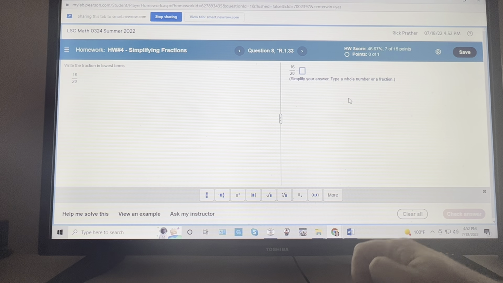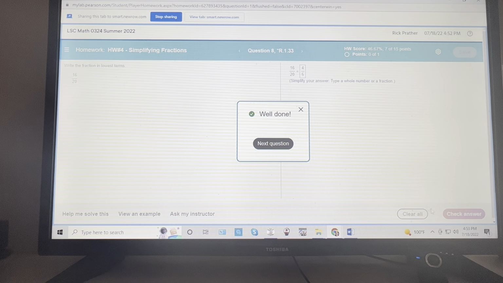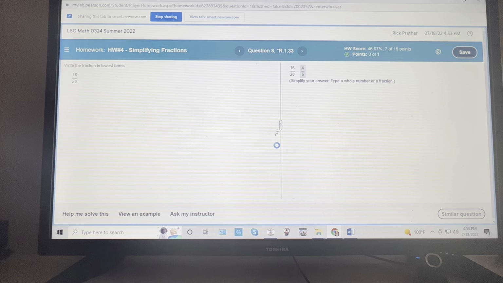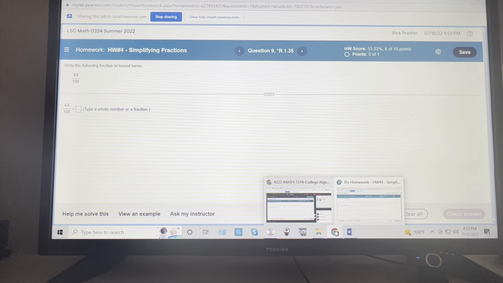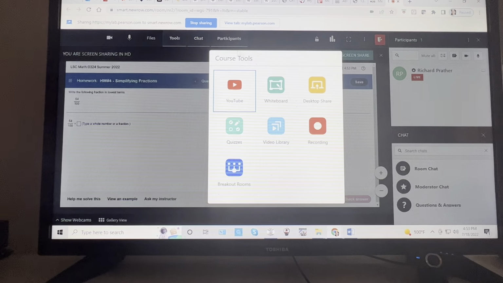Or you can even do the prime method where you break it all down to primes and cancel them. Whatever you like best and whatever way you can get it right the most, that's how you should do it. But do keep in mind there are more than one way to do things.